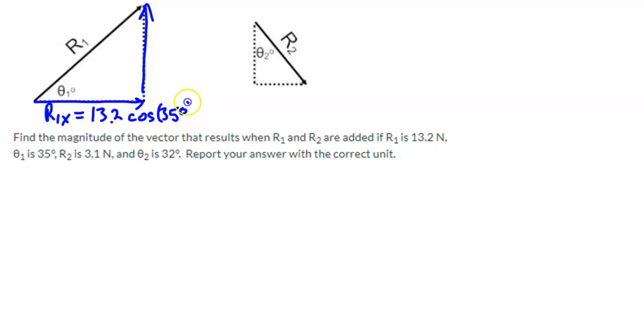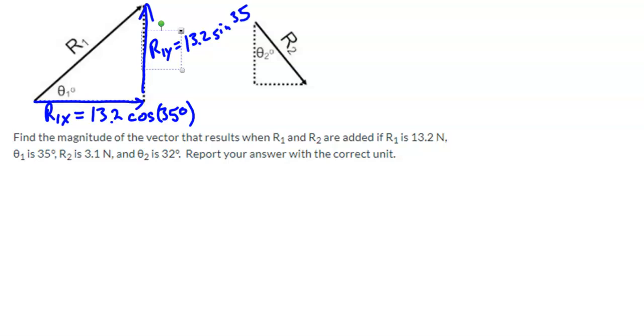Okay, not a whole lot of imagination here to see that this would be the same thing except with sine. So I'm going to call this R1y, and I'm going to make it equal to 13.2 sine of 35.